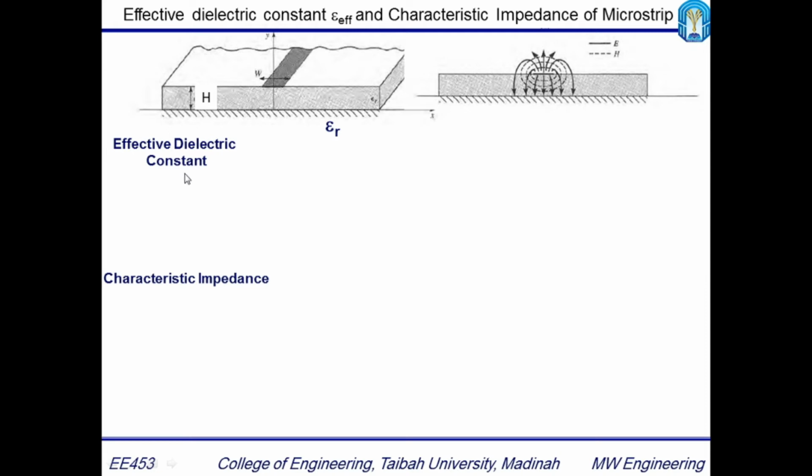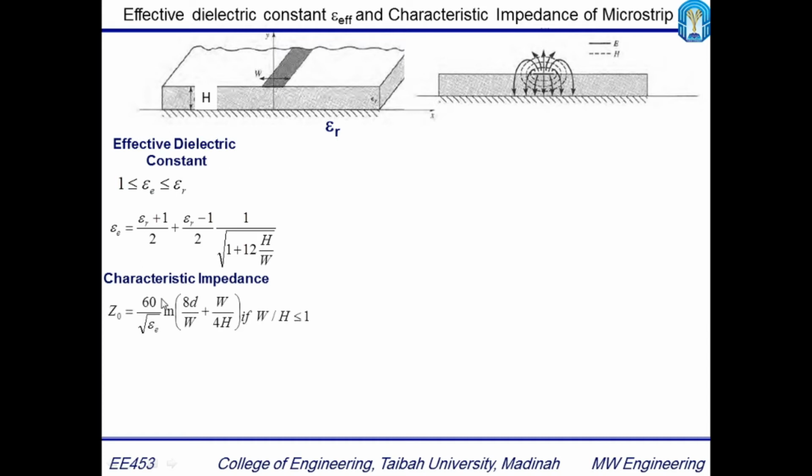There are some studies which have been done in the last 70-80 years, and from there a relation was found for epsilon effective of the microstrip transmission line, and that is epsilon r plus 1 divided by 2 plus epsilon r minus 1 divided by 2 multiplied by 1 over the square root of 1 plus 12 h over w. H is the height of the substrate and w is the width of the transmission line. The characteristic impedance is given by these two formulas. If W over H, the width divided by H, is less than 1, then we use this rule. And if W over H is greater than 1, then we use this rule to find the characteristic impedance of the transmission line.